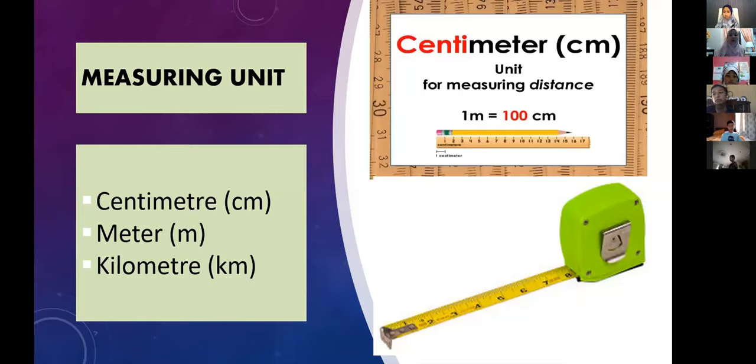In topic measurement, you have learned about measuring units in area and also in volume. So in area, you will use centimeter, meter and also kilometer. This is the measuring unit that we use to measure the area. So these are the symbols cm, m and km. Km, m and cm are the symbols, but the units here are centimeter, meter and kilometer. Okay, next.